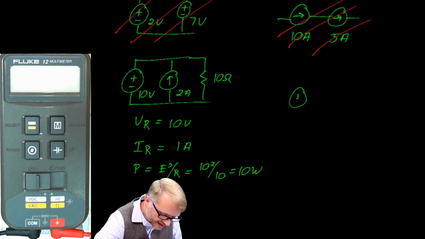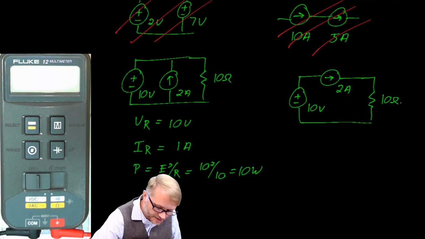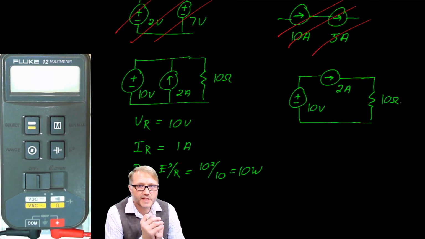Similar story on this side. You can put a voltage source and a constant current source in series. Here we have 10 volts, here we have 2 amps, and 10 ohms. Once again, we have to ask ourselves, what does each device do?